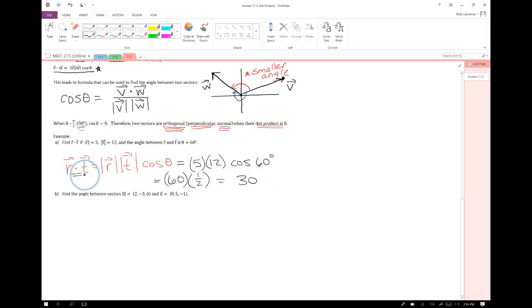So again, remember, our goal here was to calculate a dot product. Another word for dot product is scalar product. That's because the answer that we get in the end is just a scalar.